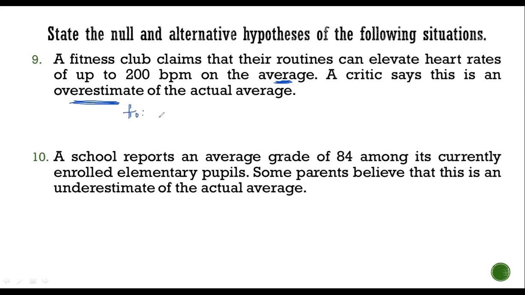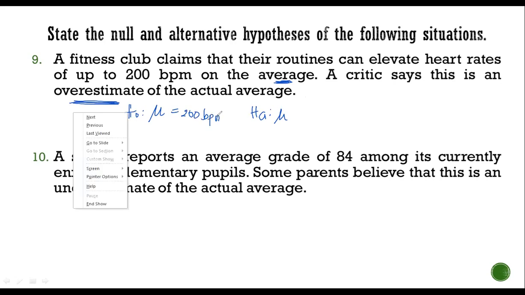Very sensitive. Null hypothesis, average ha, so mu. And of course, our alternative, mu. So equal to 200 beats per minute. And for our alternative hypothesis, let me ask you, what is the symbol that we need to use? A critic says this is an overestimate. Masyadong mataas. Overestimate yan. Ano kaya yung symbol na gagamitin natin? Share your answers on our chat box. I'm just interested to see kung paano ninyo i-ano yan sa null. What's the symbol?